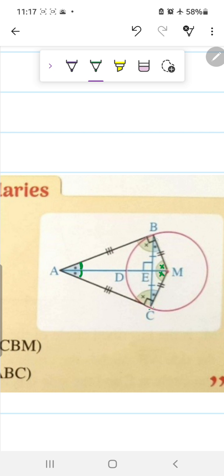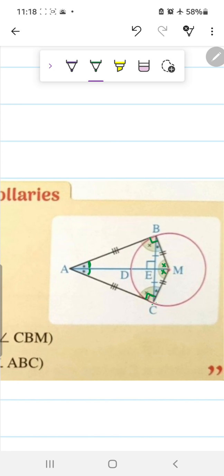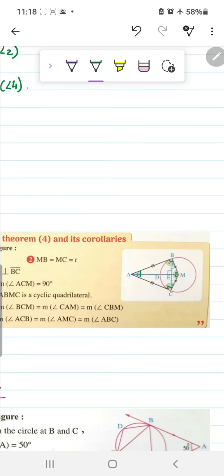And from the tangent, as we said, tangent with diameter or tangent with radius, we get 90 degrees. So AB is perpendicular to MB as MB is a radius, and also here we have AC perpendicular to MC. And from the two triangles here we get this angle equals this angle. Okay, so this figure is like the summary of the previous theorem and its corollaries.